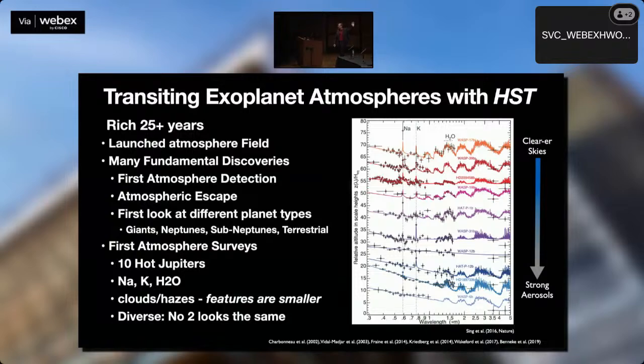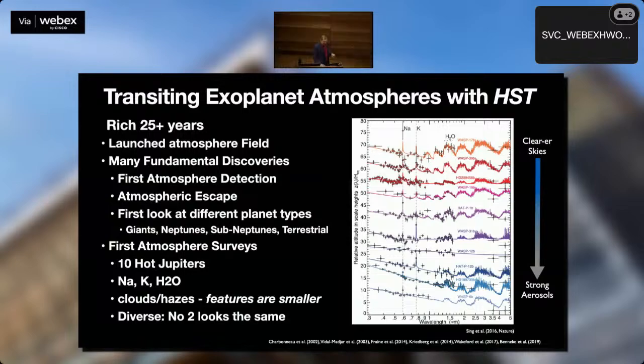So you can see those clouds and hazes in the optical as these slopes, these scattering slopes. And the other key takeaway from these first 10 planets is that no two planets really look the same. This is surprising because these are hot Jupiters. They should be more simple, as we know the bulk composition is hydrogen and helium. Yet no two of these planets are the same. There's a large diversity in the planets.